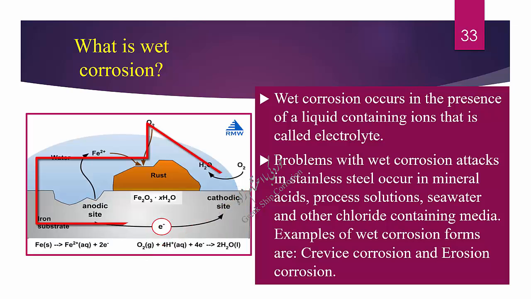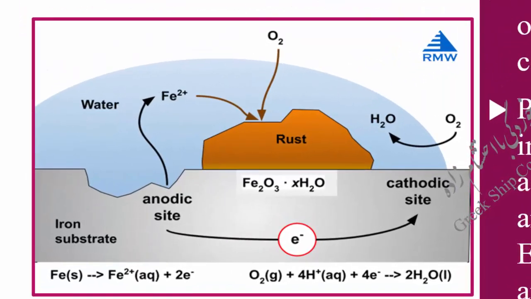In this figure, the rusting of iron in the presence of humidity and oxygen is illustrated. Oxygen demands electrons for reduction and produces water or hydroxyl anion. Iron provides electrons for reduction of oxygen and is corroded. This is anodic site and this is cathodic site. This is electrolyte and this is the path of electron transfer.